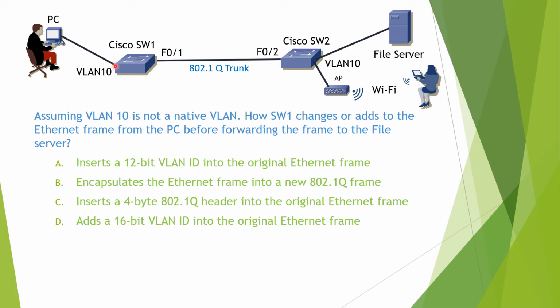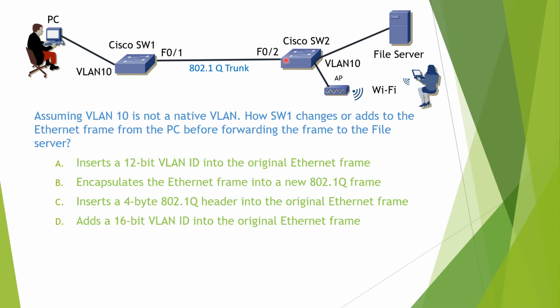And switch 1 sees that it needs to forward the frame across a trunk link. And this is an 802.1Q trunk. So it will insert a 4-byte 802.1Q header into the frame before forwarding it to the file server.